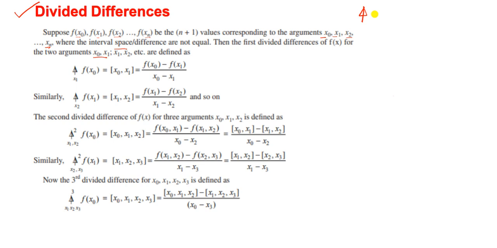The divided difference operator on the function f(x) at x1 is also denoted in square brackets as [x0, x1], and it is equal to f of x0 minus f of x1 upon x0 minus x1. Or we can define this first order divided difference of f of x0 at x1 as [x0, x1] equal to f of x1 minus f of x0 upon x1 minus x0, because divided differences are symmetrical in their arguments.